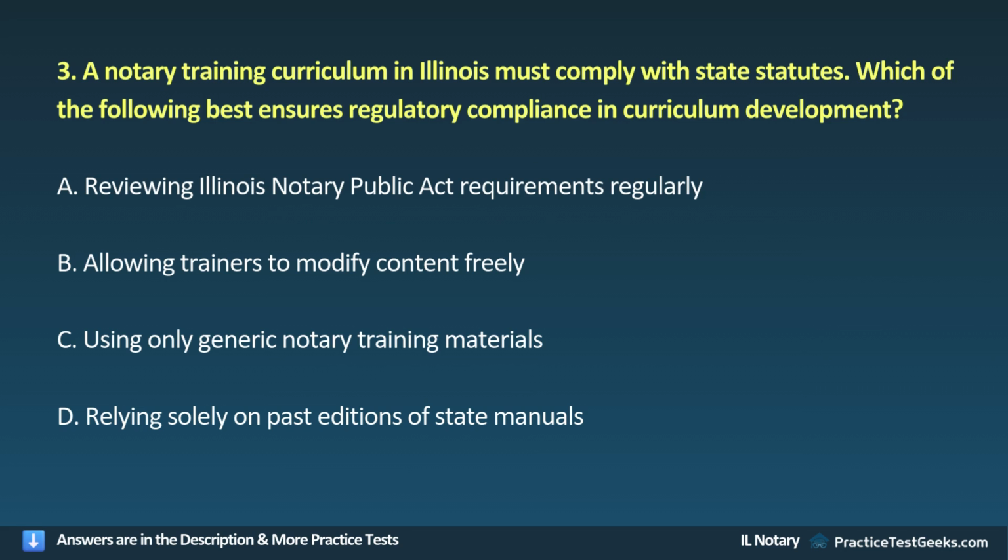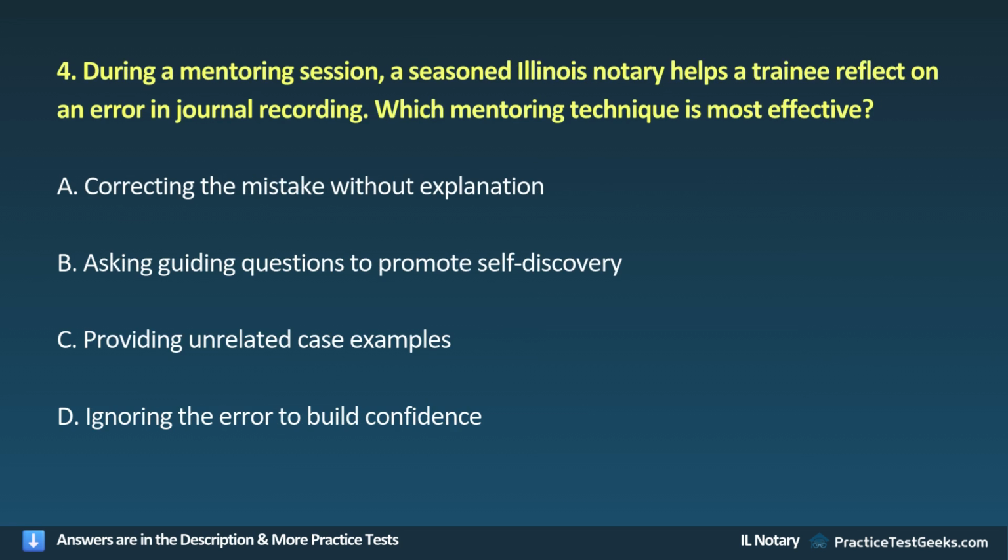B. Allowing trainers to modify content freely. C. Using only generic notary training materials. D. Relying solely on past editions of state manuals. 4. During a mentoring session, a seasoned Illinois notary helps a trainee reflect on an error in journal recording. Which mentoring technique is most effective?